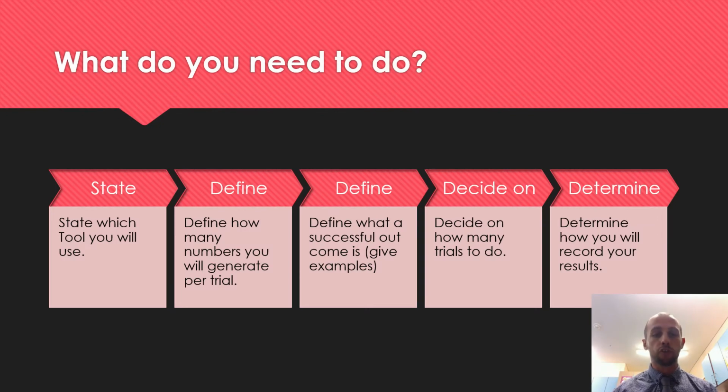Okay, so the things you need to do when you're designing your simulation is you need to state which tool you're using, refer to the tool video for that one. You need to define how many numbers you will generate for each trial, define what is classed as a success and which is not, and give examples of those. I'll show you that in a moment. You're going to decide on how many trials you're going to do, and you're going to determine how you're going to record your results. So we're going to step through all of those things just now.